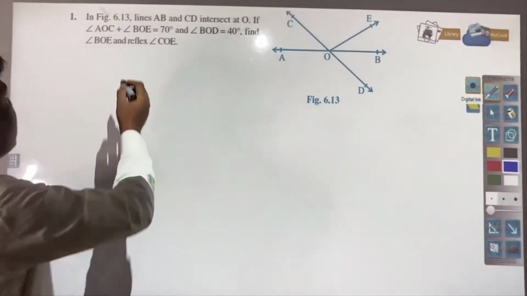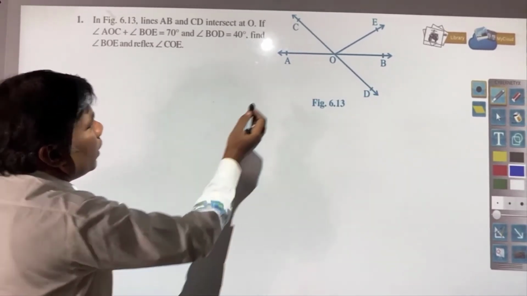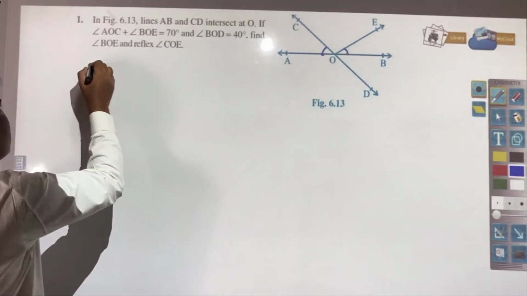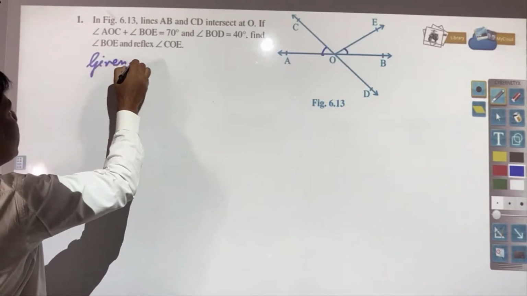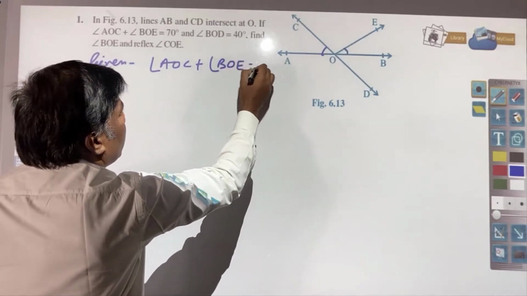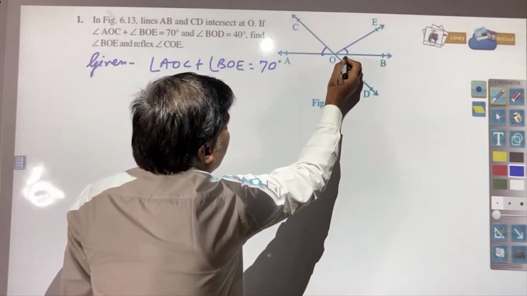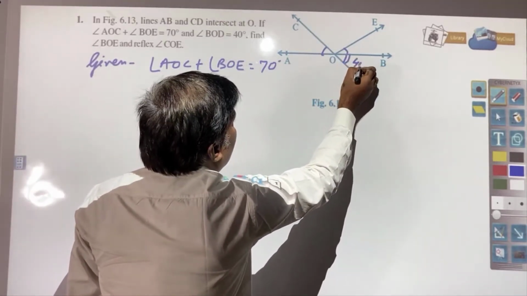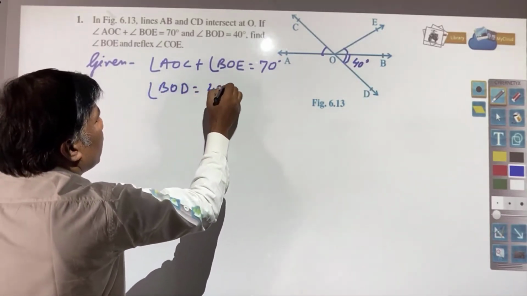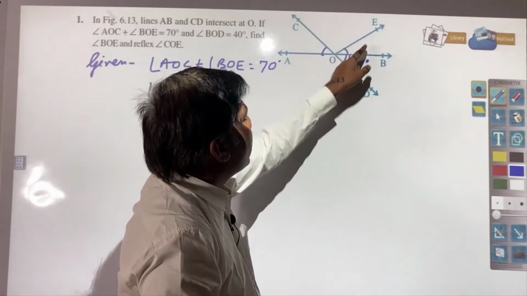Here we have the figure. It has been said that lines AB and CD intersect at O. Angle AOC plus angle BOE is equal to 70 degree. Now angle BOD has been given, so this angle is 40 degree. So angle BOD is equal to 40 degree. Now first of all you need to find out angle BOE.